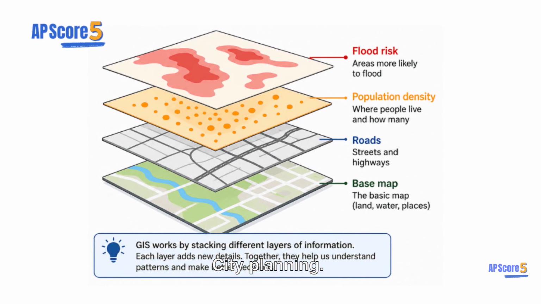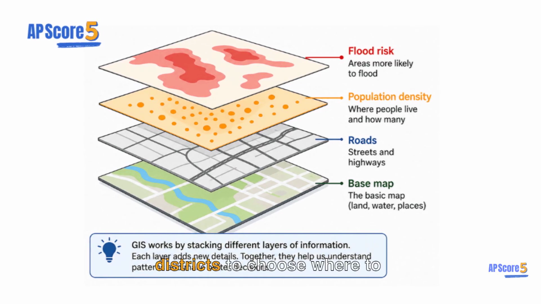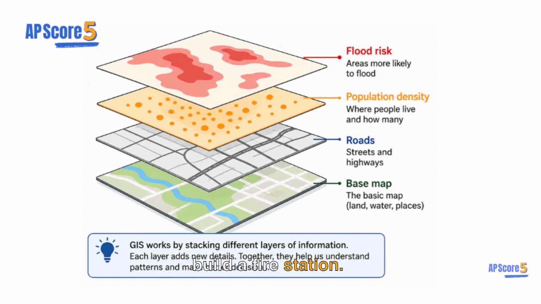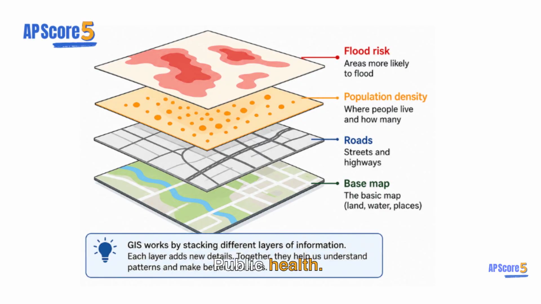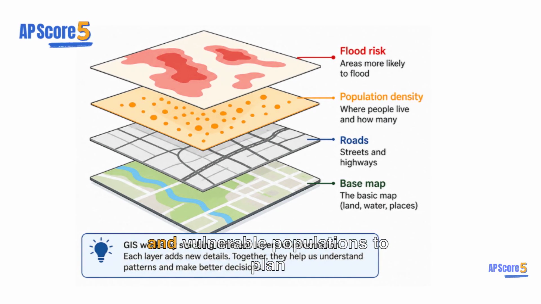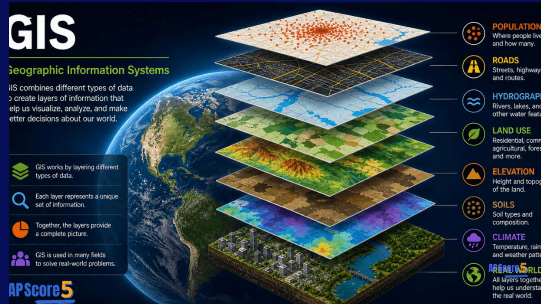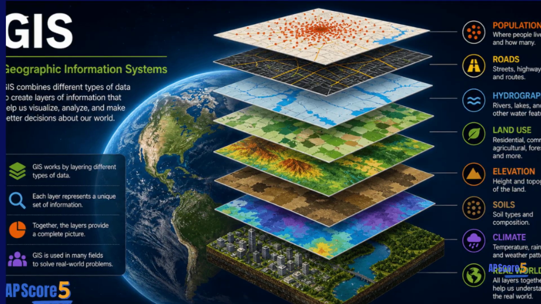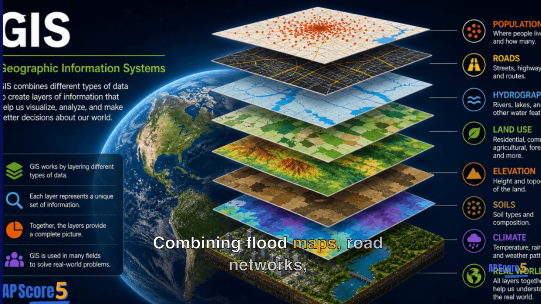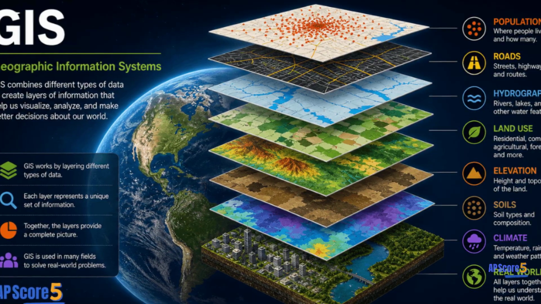City planning, layering zoning, traffic, and school districts to choose where to build a fire station. Public health, plotting case locations beside hospitals and vulnerable populations to plan outbreak response. Disaster response, combining flood maps, road networks, and shelters to plan evacuations.